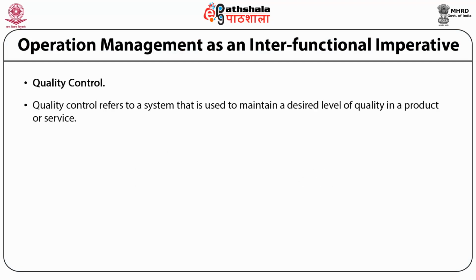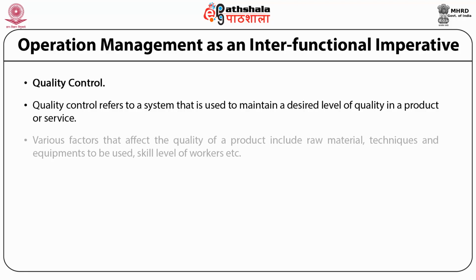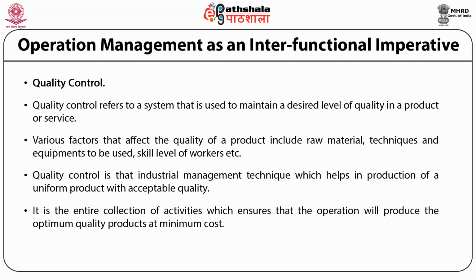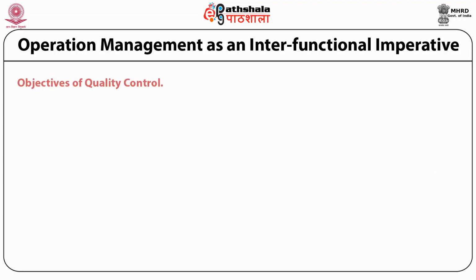Quality control. Quality control refers to a system that is used to maintain a desired level of quality in a product or a service. It is systematic control of various factors that affect the quality of a product. Various factors that affect the quality of a product include raw material, techniques and equipment used, skill level of workers, etc. Quality control is the industrial management technique which helps in production of a uniform product with the accepted quality. It is the entire collection of activities which ensure that operations will produce optimum quality products at the minimum cost. Objectives of quality control.